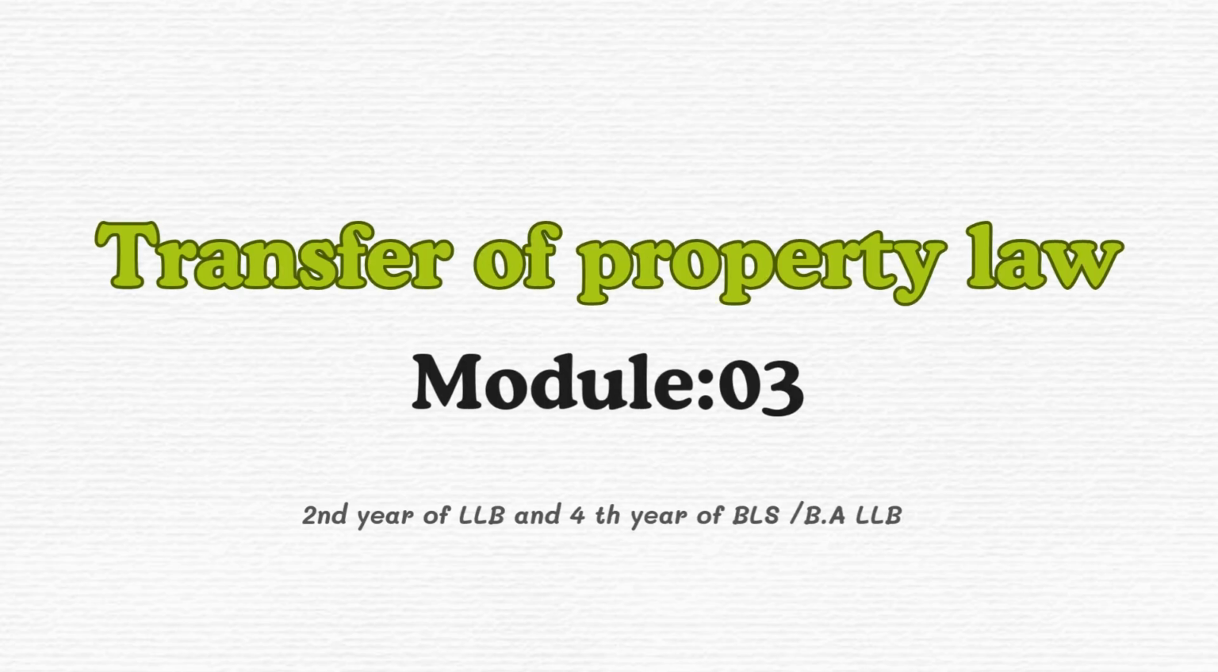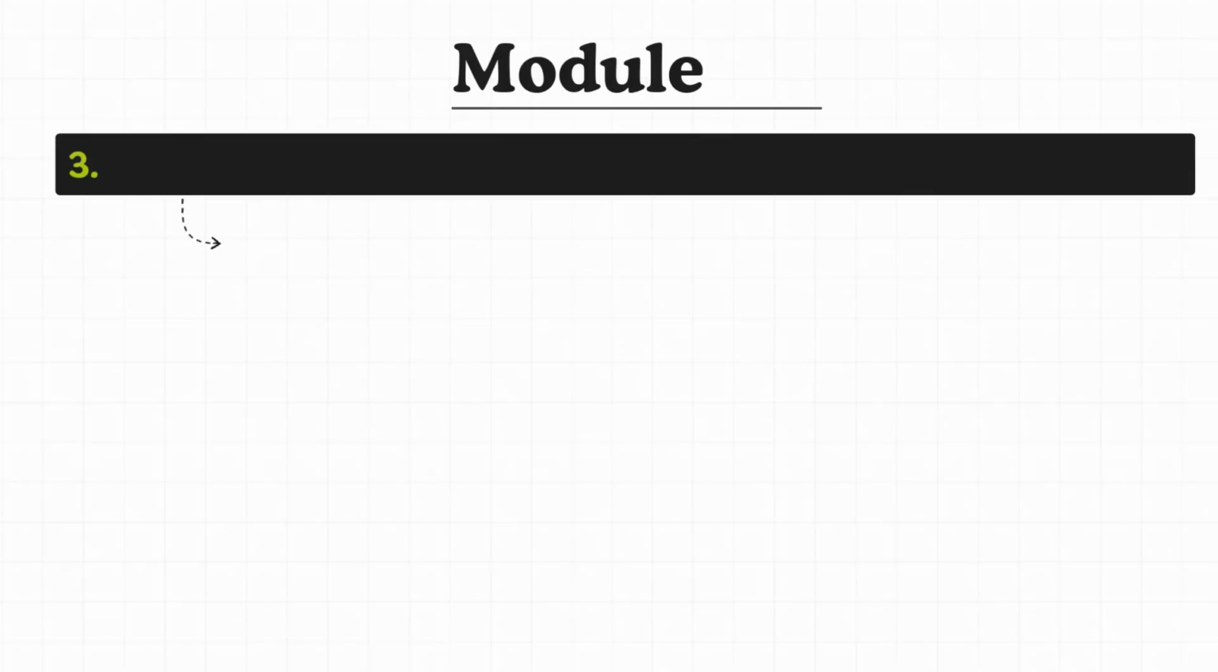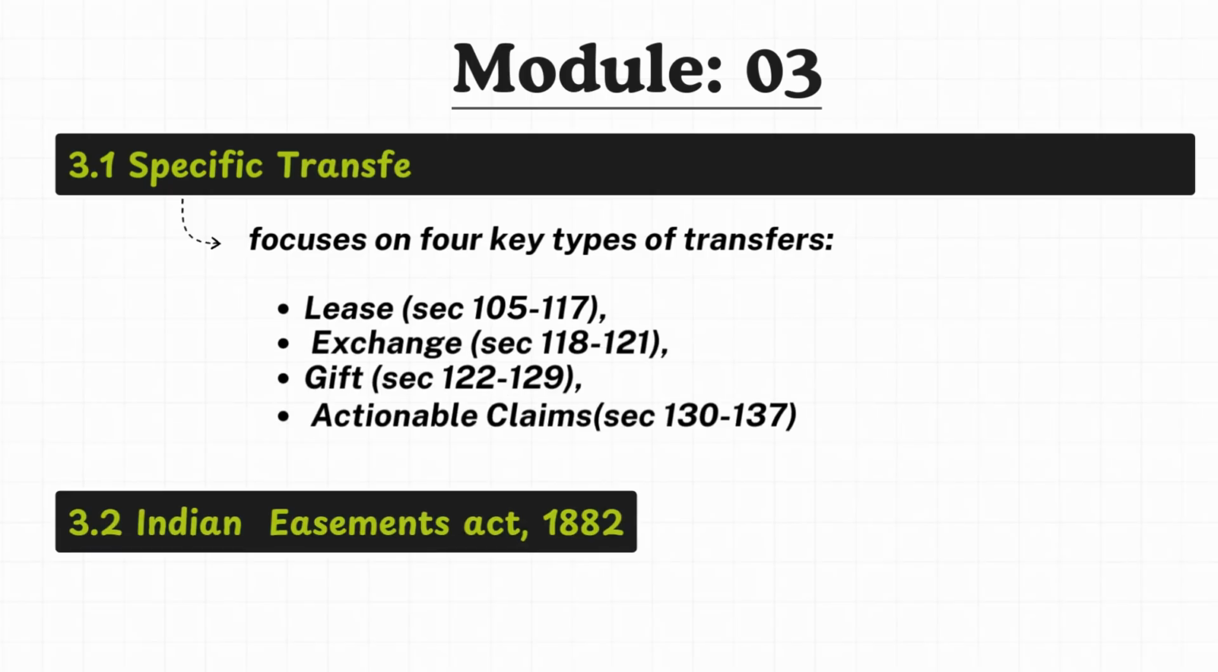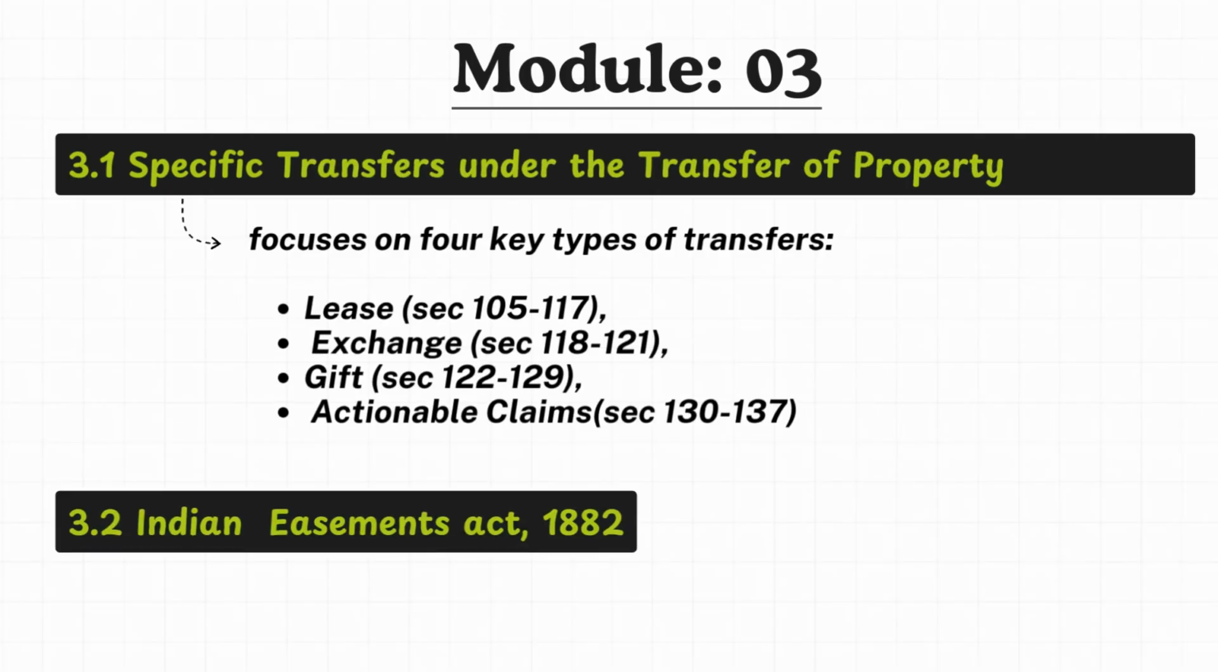Transfer of Property Act, Module 3. Let's see the module first. 3.1. Specific transfers under the Transfer of Property Act 1882 focuses on four key types of transfers. Lease, Section 105 to 117, Exchange, Section 118 to 121, Gift, Section 122 to 129, Actionable Claims, Section 130 to 137. 3.2. Indian Easements Act 1882.